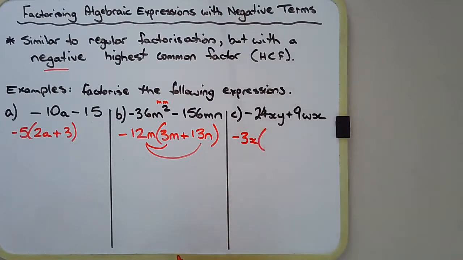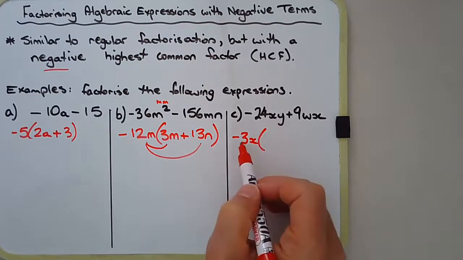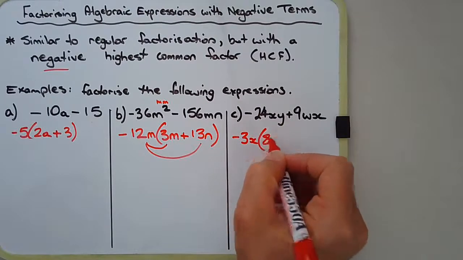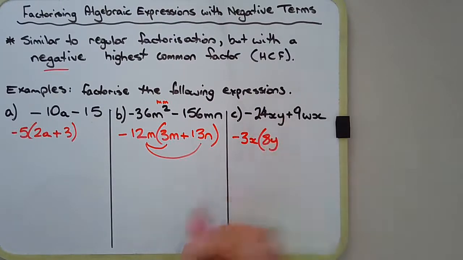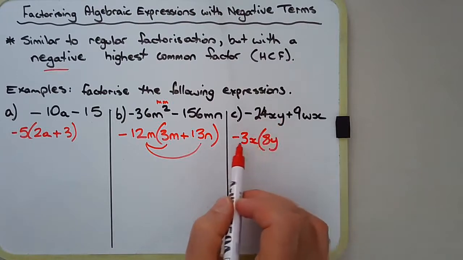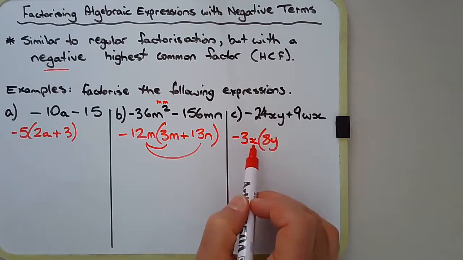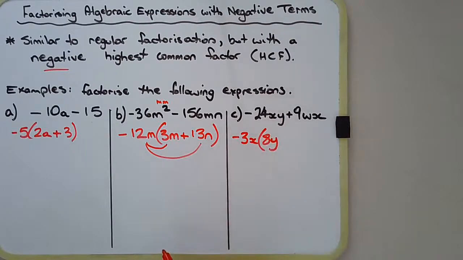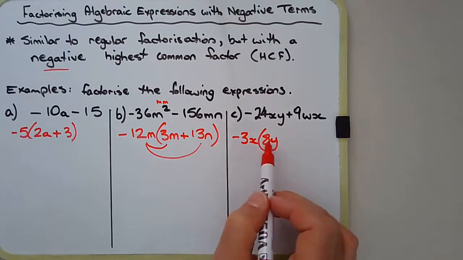Now let's see what goes in the brackets. Negative 3 goes into negative 24, that goes 8 times. But we also have a y, so we need to include that. So negative 24xy divided by negative 3x, negative divided by negative gives you a positive, and it gives you positive 8y.